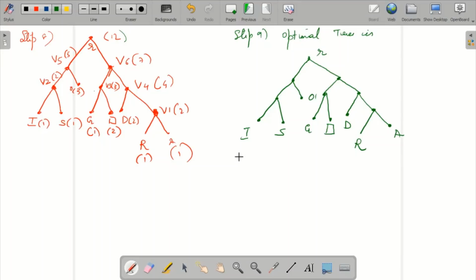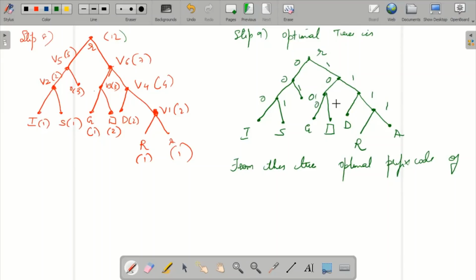From this tree, the optimal prefix code of all these letters we should find. So let us put the values 0 0 0, this is 1, this is 1, this is 1 1 1 1, this is 1, again this will be 0, this will be 0, and this will be 1. This is 0 1 0 0, because it is left branch, again left branch, right branch. Here again it will be 0, here it will be 0.